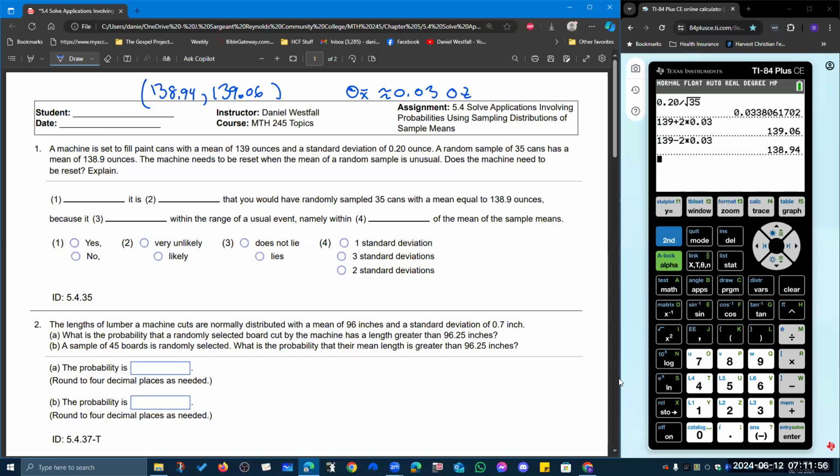So 138.9 is smaller than my lower boundary here. So yes, the machine needs to be reset because it's very unlikely that you would randomly sample 35 cans with a mean of 138.9 ounces, because it does not lie within the range of the usual event, namely within 2 standard deviations of the mean of the sample means.